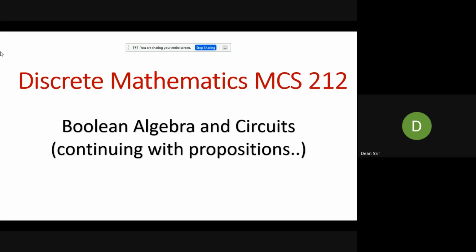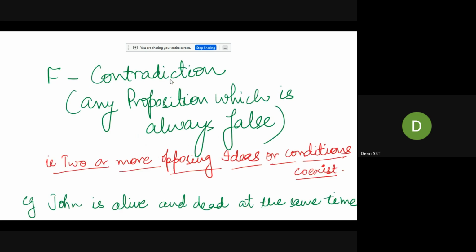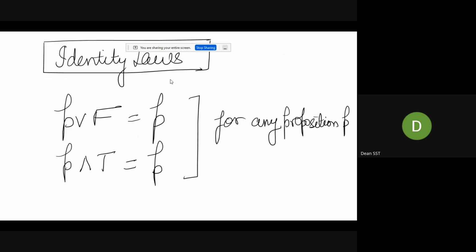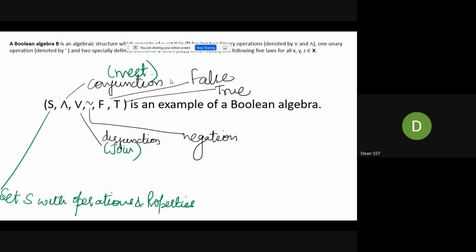Propositions are being applied in logic gates and logic circuits, and we can simplify the circuits using the different operations which we can perform on propositions. So today we are covering Boolean algebra and circuits. Let us see a few terms, and then we will move forward on applying these to real-life circuits. We will study Boolean algebra for implementing these.